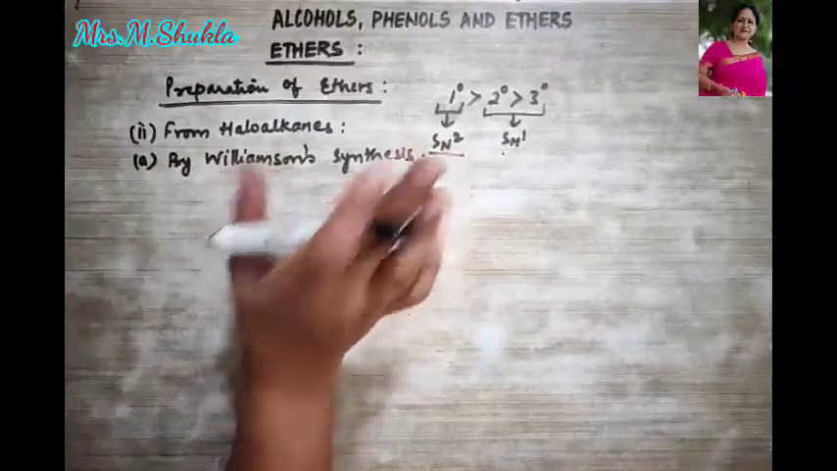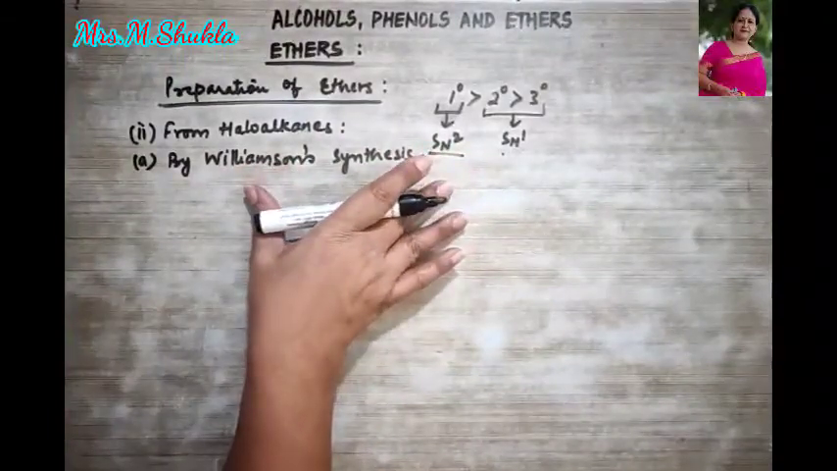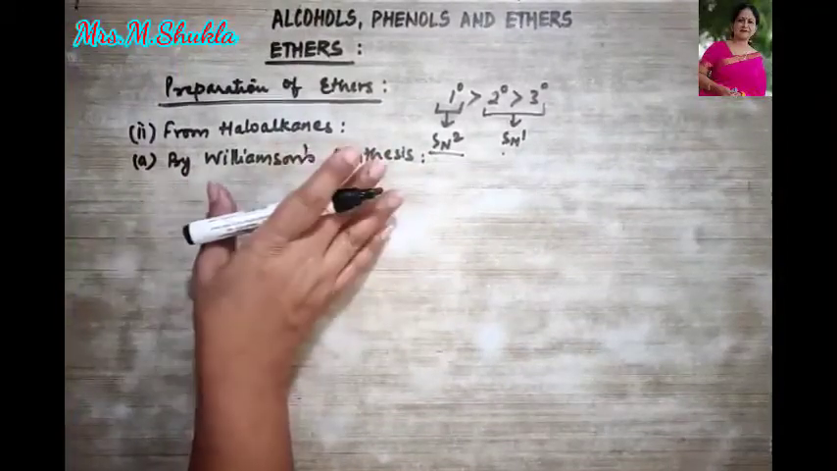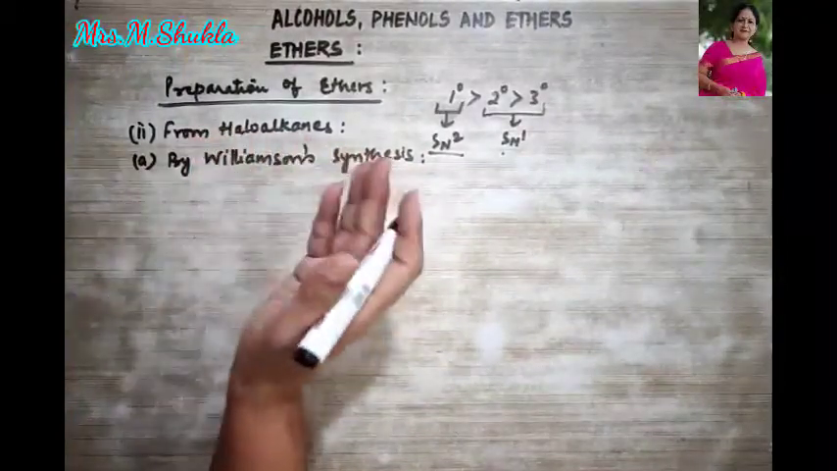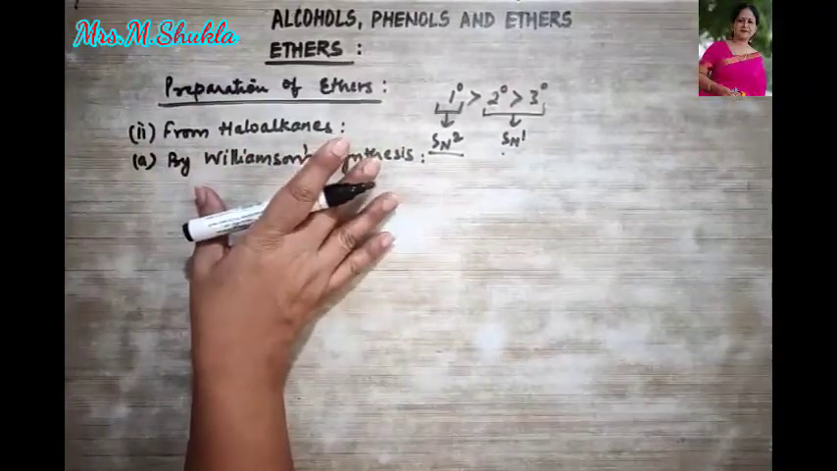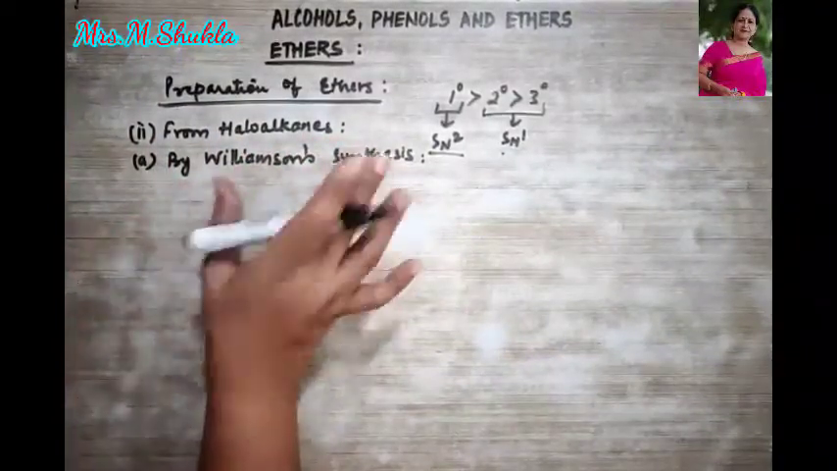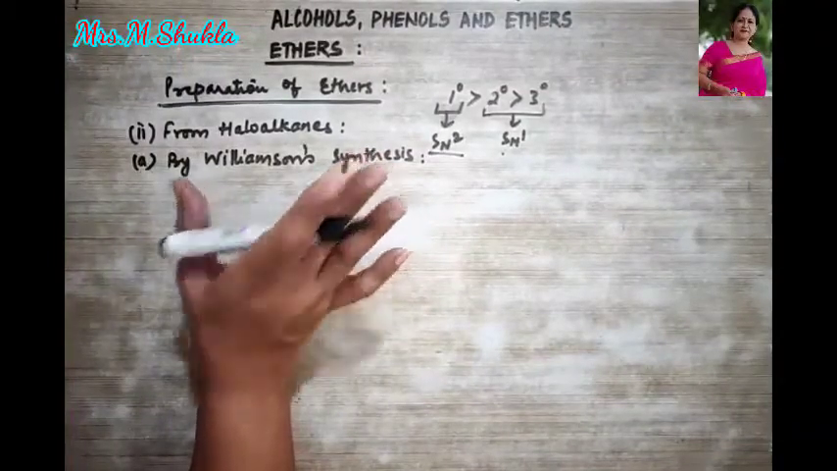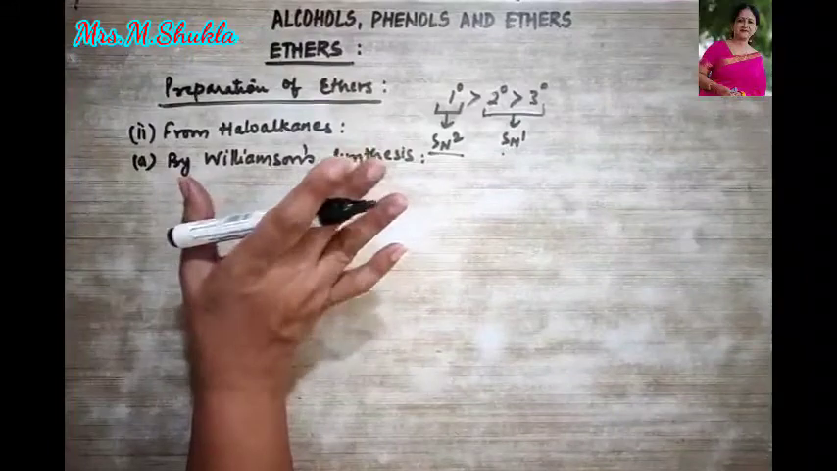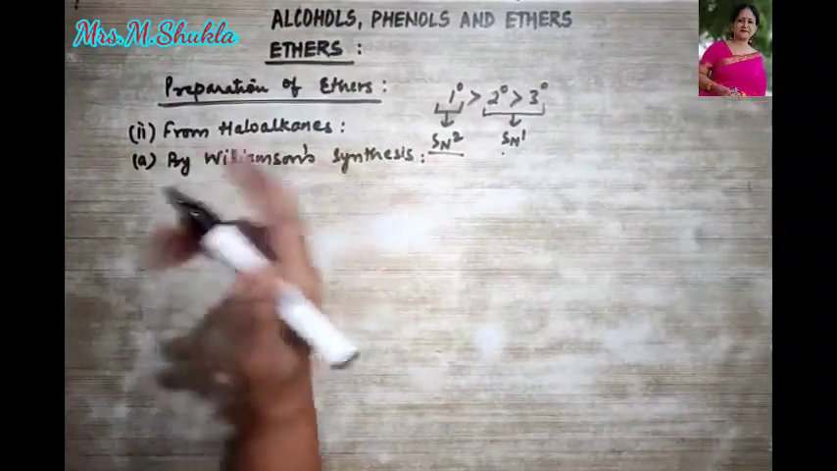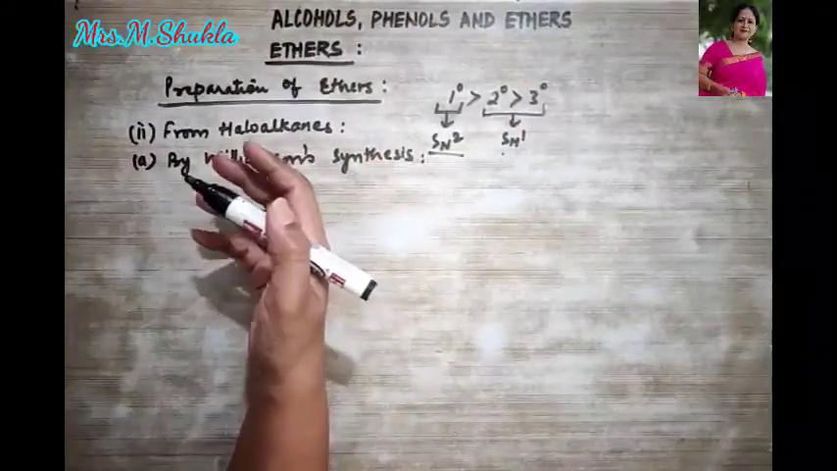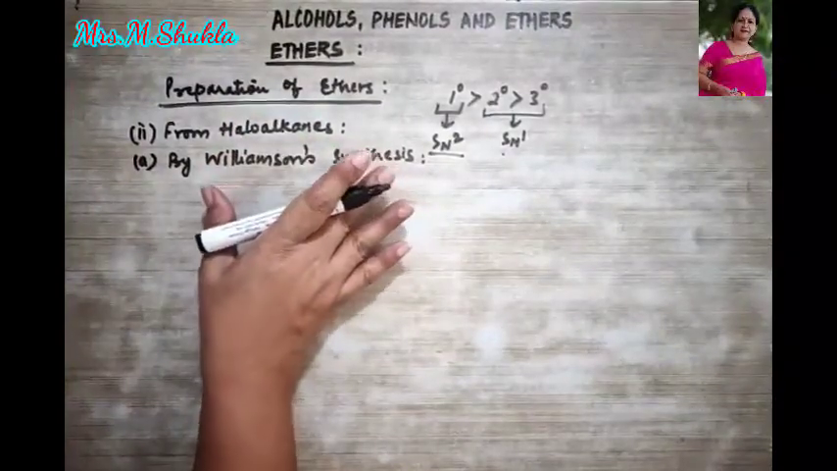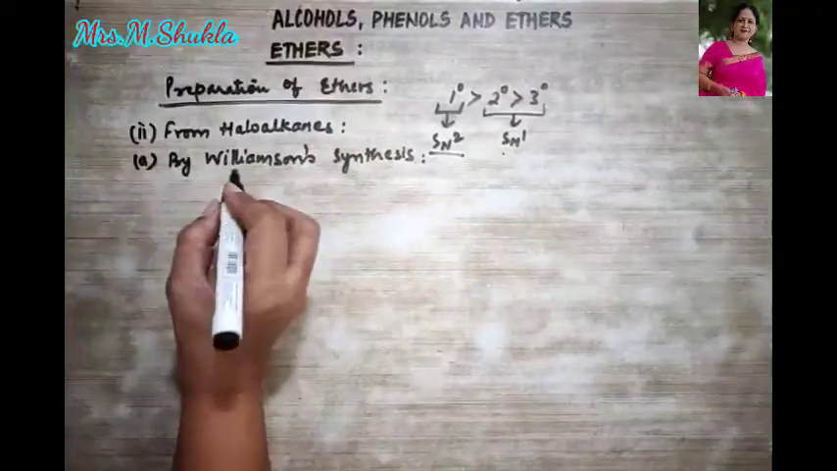Now this is one of the best methods to prepare ethers. In this method, the alkyl halide is treated with either sodium or potassium alkoxide, and this reaction is a simple nucleophilic substitution reaction of the halogen atom of the alkyl halide by the alkoxide. This method may be used to prepare simple as well as mixed ethers. So let us look at the general reaction first.